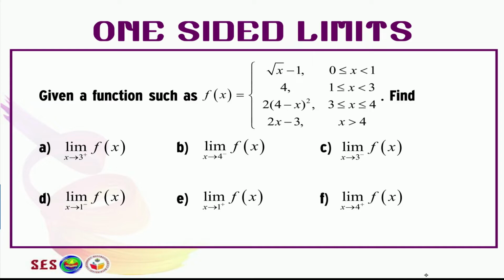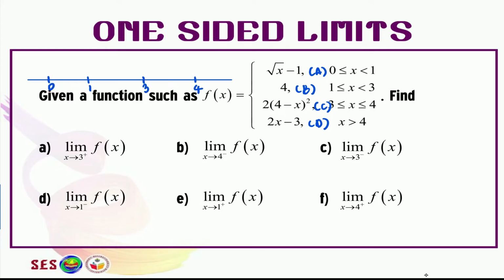But there's no worry here. You don't even need to sketch the graph. You can just put it on the number line. But first, we need to label the functions. Say this is function A, this is function B, this is C, and this is D. On the number line, put all these values of x. So we have 0, 1, 3, and 4.